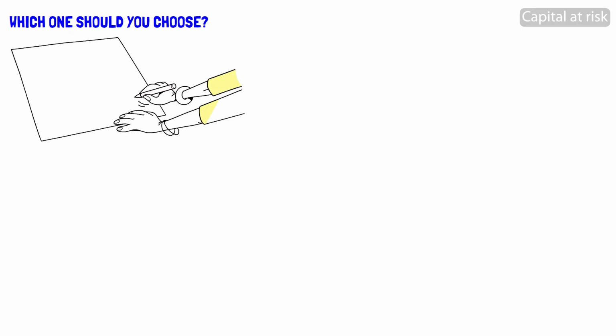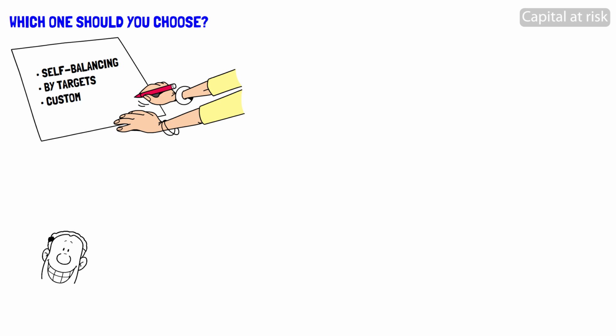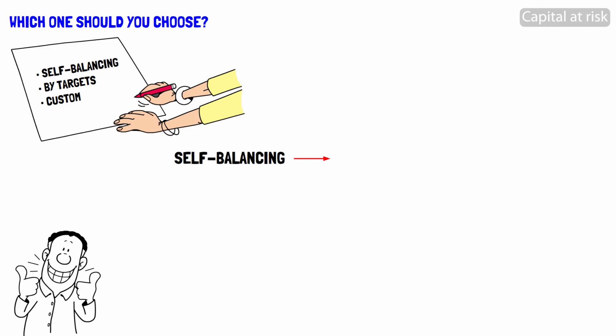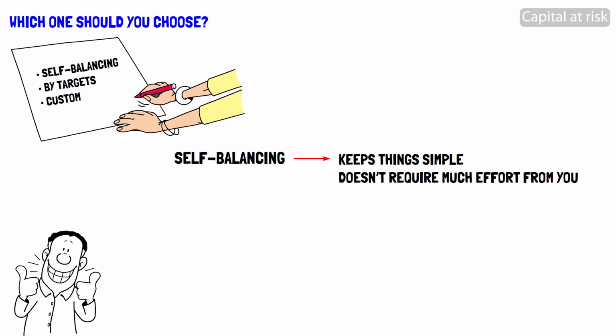But anyway, which should you choose? As always, each of these allocation methods serves a different purpose, and the right one for you depends on your investment goals, preferences, and level of experience. If you ask me what I would do, it's this. To begin with, self-balancing is a solid choice because it keeps things simple and doesn't require much effort from you. It's great when you're just getting started or don't want to overthink every deposit. So in short, self-balancing does the job early on.